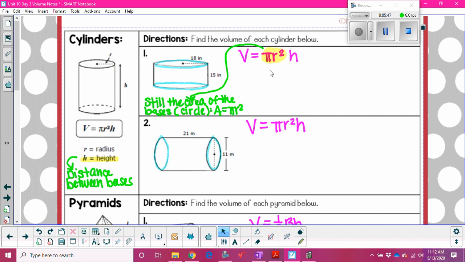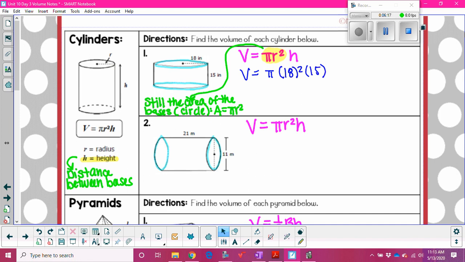Okay, so let's look over here. We're just going to fill in here. We know that the volume is equal to pi. Now, because we do have pi, we are going to get this in terms of pi first, because that is the most accurate answer. All right, our radius is 18, so it's going to be 18 squared times the height, which is the distance from one base to the other. So that is going to be 15.